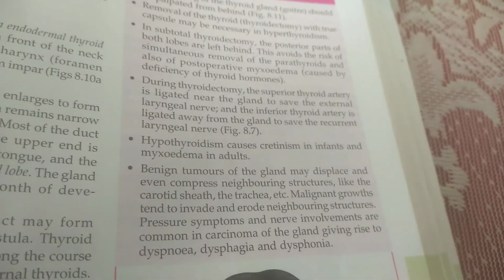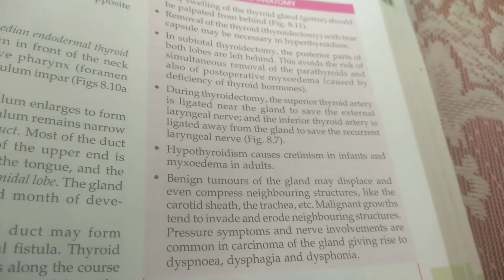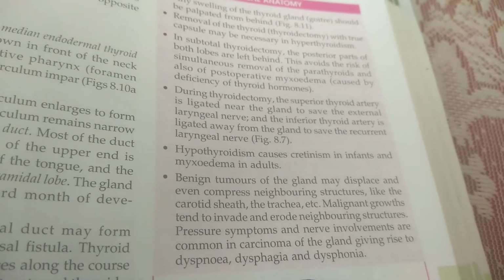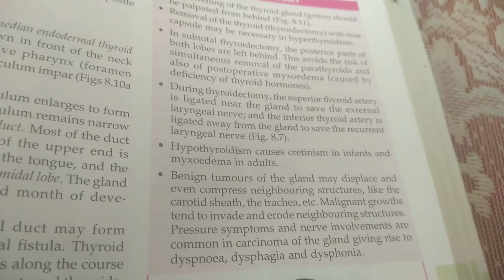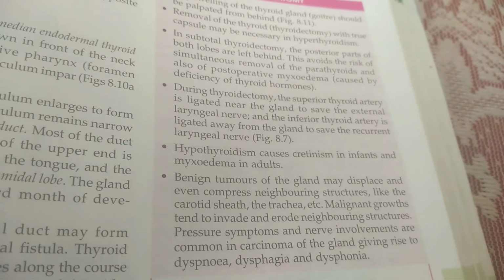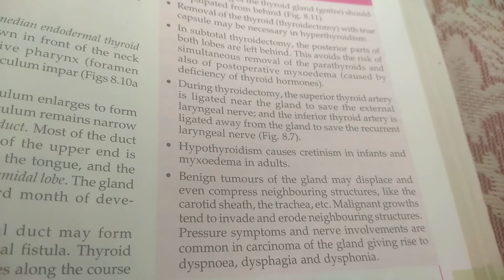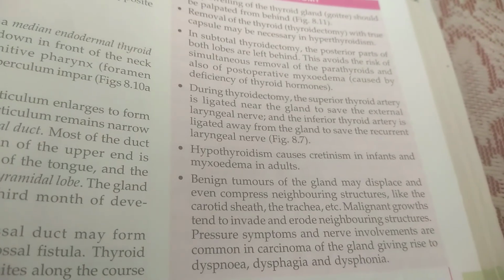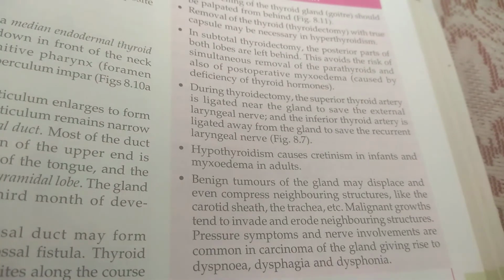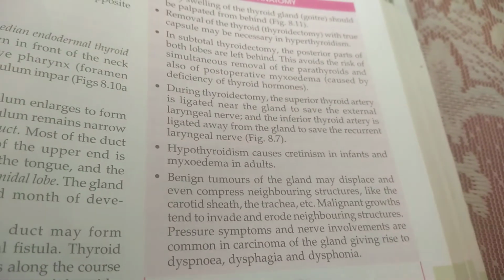So next is hypothyroidism. Hypothyroidism causes, because this maintains growth, so if there is a deficiency of hormones, growth will not happen, and it causes cretinism in infants and myxedema in adults. What causes it? Hypothyroidism causes cretinism in infants and myxedema in adults.